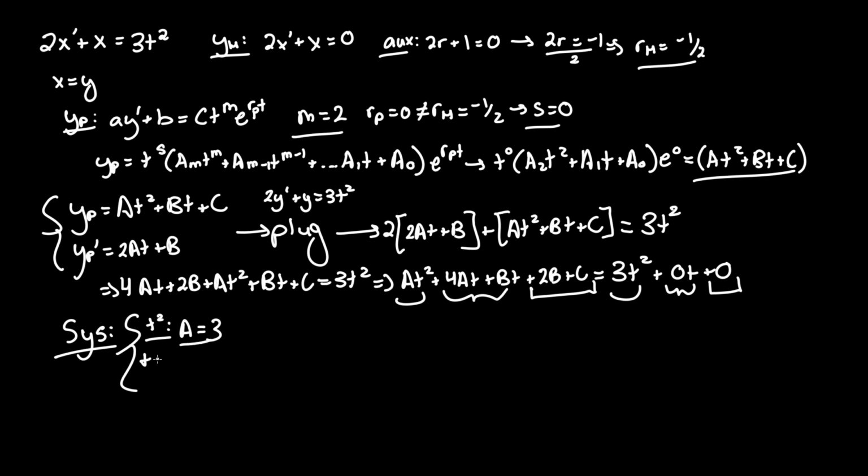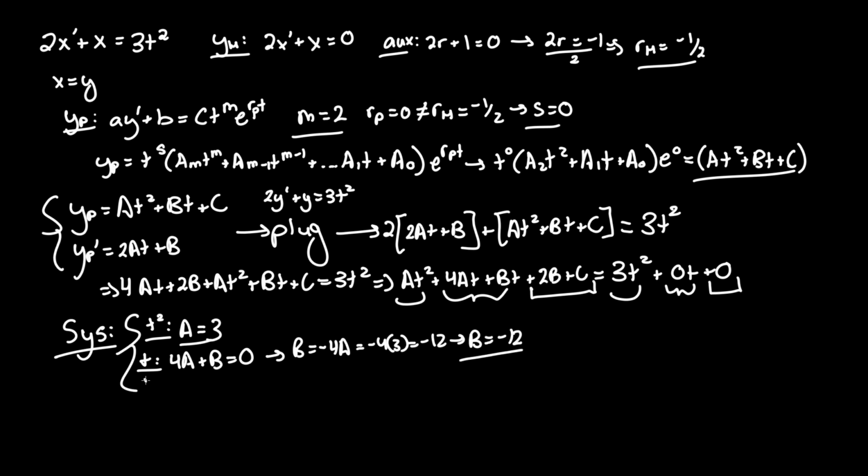Now for t to the 1st power, we have 4at, so 4a plus b equals 0. We're trying to find b since we already have a. So b equals 0 minus 4a, which equals negative 4 times 3, which is negative 12. Therefore, b equals negative 12. Our second solution.